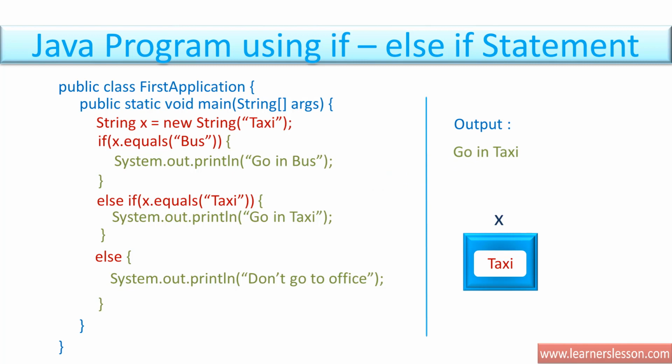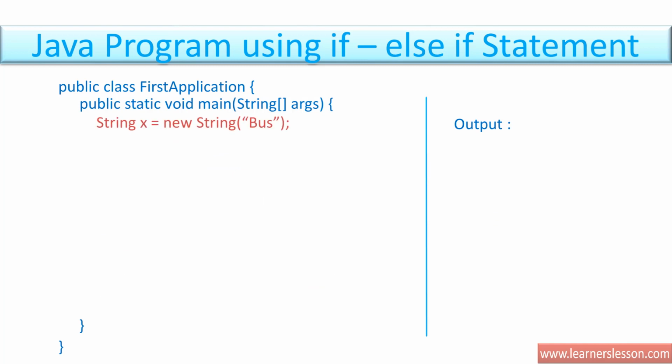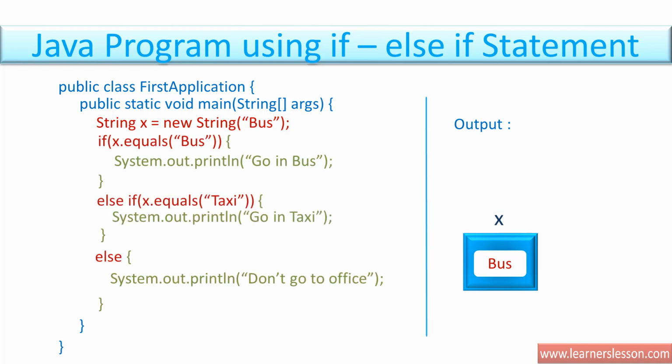Now let us also see the third condition, where your friend gets a bus now. So again he creates a string type variable called x and it is assigned with the value bus. Now again he writes these three conditions. So he comes to the first line, if x dot equals bus. What is there inside x? There is bus inside x, and also in the parameters of equals method it is also bus, and these two things match.